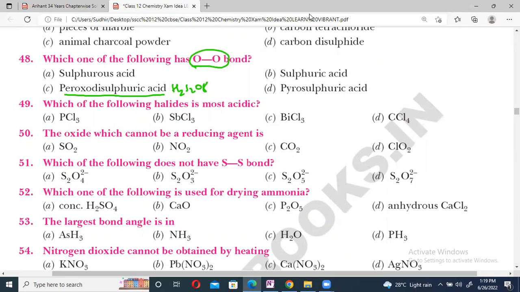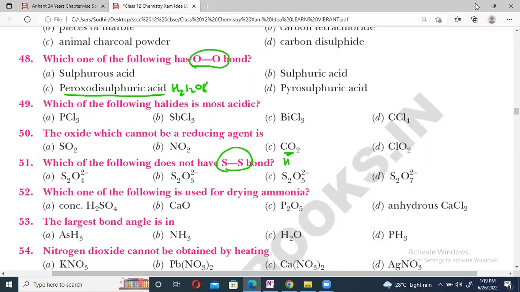Question number 50, if you see, the oxide which cannot be a reducing agent is CO2, which is additionally acidic. But 51 is important. Which of the following does not have an S-S linkage?